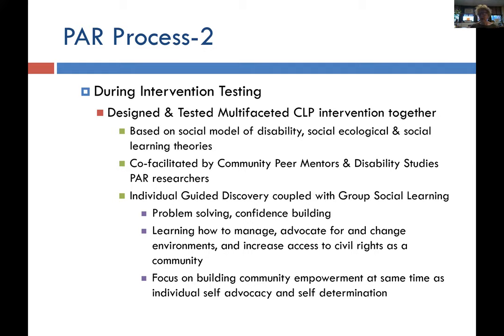And the interventions also included a combination of individual guided discovery, which is individual goal setting and problem solving and practicing in between the sessions in your actual context where you're trying to work on community living. But this was also coupled with group social learning, which means we brought together small groups of people, say anywhere from 5 to 10, all working on community living and in the same social situation as each other. And they worked to support each other, to problem solve together, and also with that peer mentor who was facilitating it, who had been through the same experience as them and who could show them the ropes. So a lot of what our programming is about is problem solving, confidence building, and learning how to manage that environment.